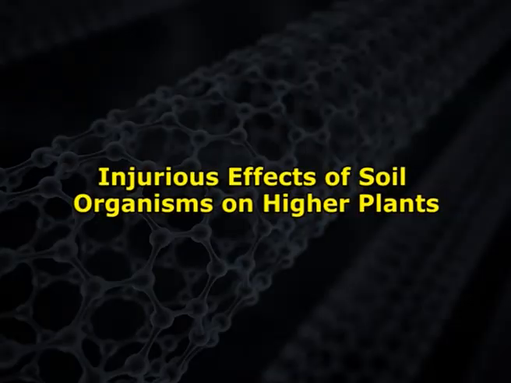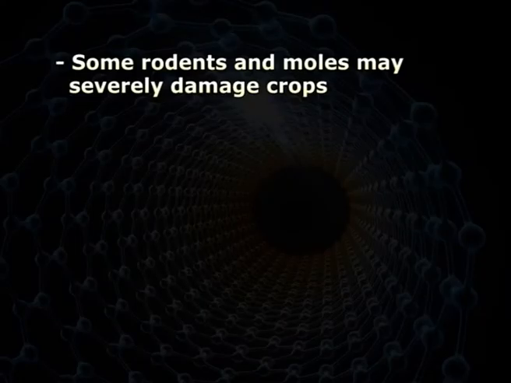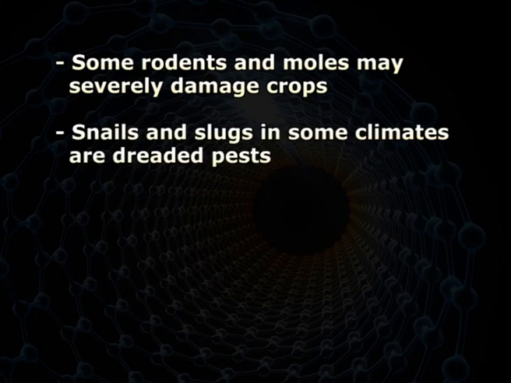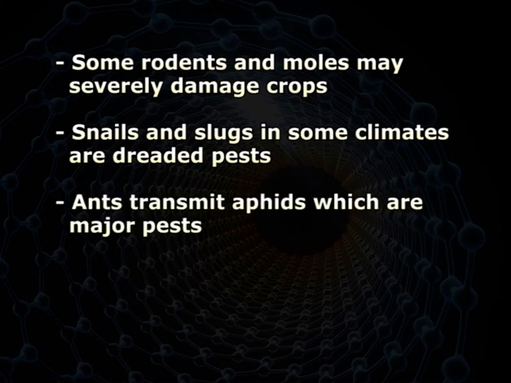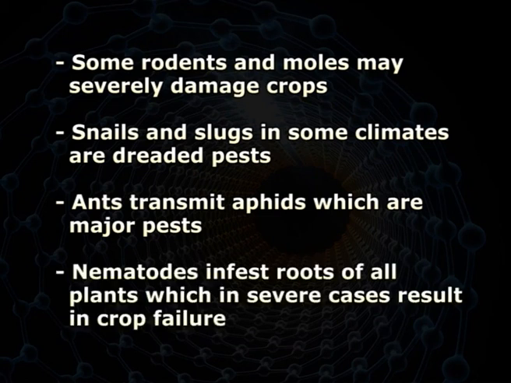Injurious effects of soil organisms on higher plants. Some rodents and moles may severely damage crops. Snails and slugs in some climates are dreaded pests. Ants transmit aphids, which are major pests. Nematodes infect the roots of all plants, which in severe cases results in crop failure.